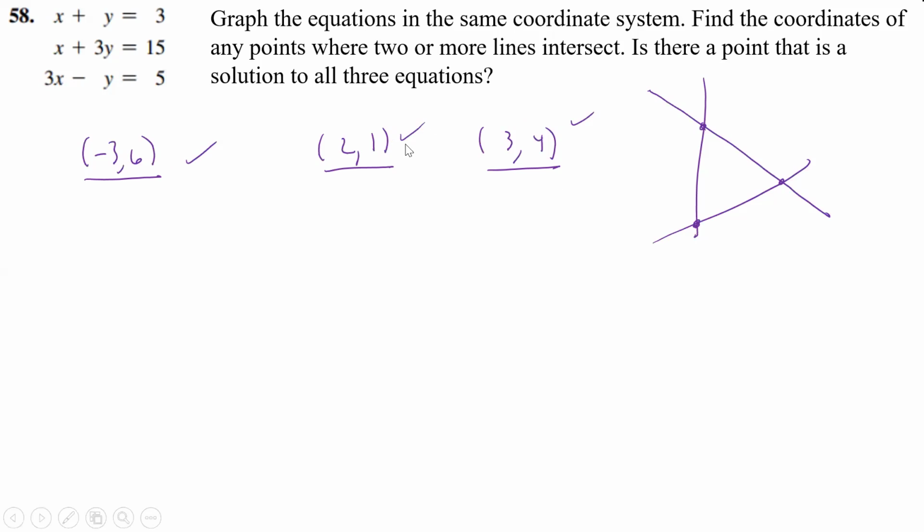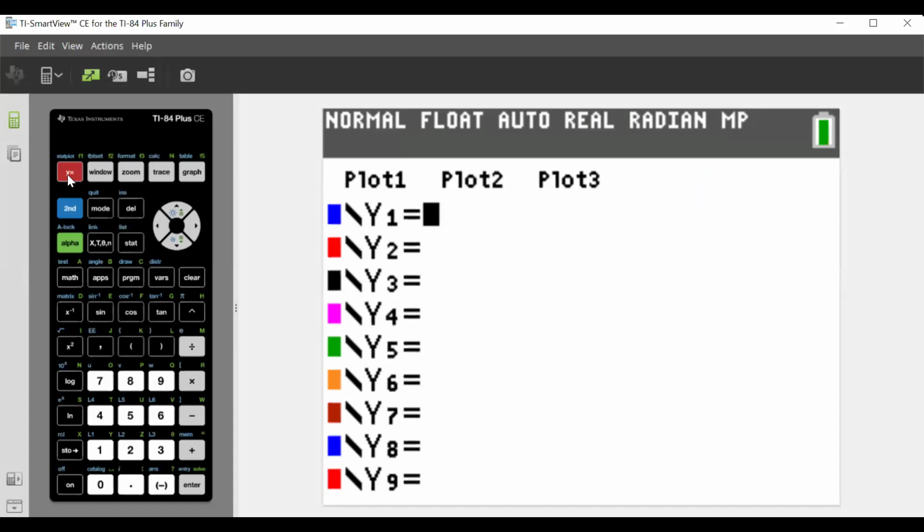Now, if we wanted to do it in our calculator, let's go to our calculator. We'd have to type them in here, and first things first, we'd have to solve each of those for y. So y equals, on our first one, negative x plus 3. Our second one is going to be negative 1 divided by 3 x, plus 5. And our last one is going to be 3x minus 5.